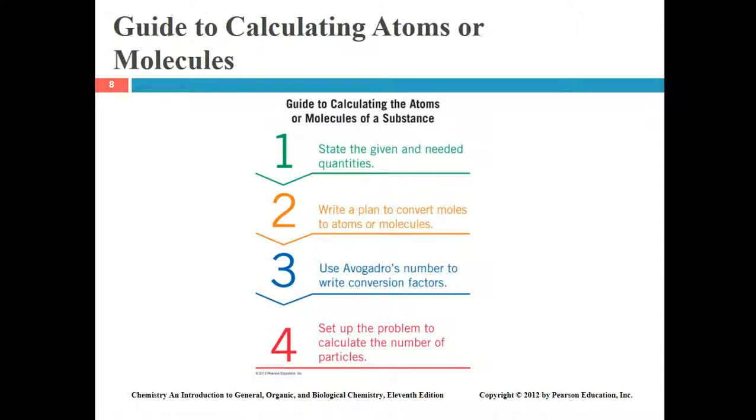So, the guide to calculating atoms or molecules. Number 1, state what's given and what's needed. 2, figure out the plan to convert from moles to atoms or to molecules. Use Avogadro's number, set up the problem, and calculate the number of particles.